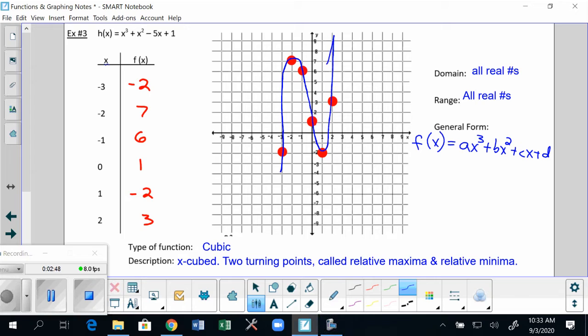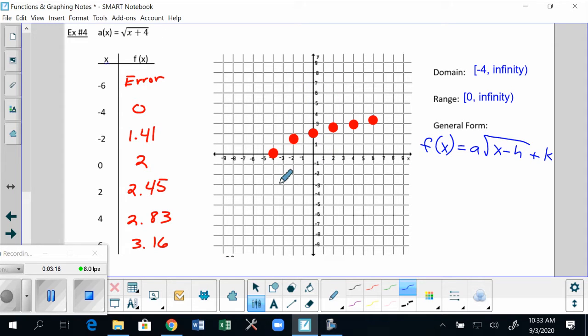And this graph may or may not be perfect, but you get the general idea. It makes an N shape, or it's almost like having two curves put together. You have these two turning points called the relative maxima, which is here, and the relative minima, which is here. So again, make sure you write down the general form of the cubic function.